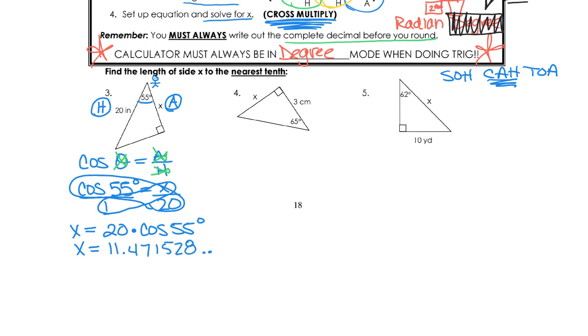11.471528... I don't care if you don't write out all the decimals, but you have to write down a bunch of them so that I can see your rounding, okay? Directions say in this one, say nearest tenth, which is the 4, but look next door, and you're going to go ahead and tell me that your answer is 11.5. All right, so the length of this side right here that was labeled X is 11.5. Okay. All right, let's go ahead and try another one.